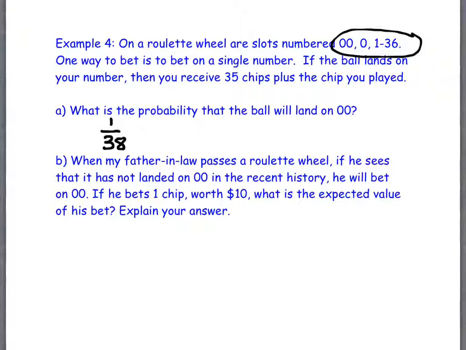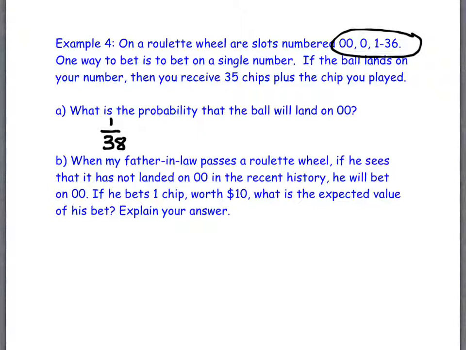When my father-in-law passes a roulette wheel, there's a board beside roulette wheels that tells you what the last however many spins have been. So they tell you the past history of the spinner for a certain number of spins. So he passes the roulette wheel, he sees this board, and if the board has not landed on 00 in the history of the board, he'll put money down on the 00. If he bets one chip, and one chip is worth $10, the question is, what is the expected value of his bet? And more importantly, we're going to explain what that expected value means in context.